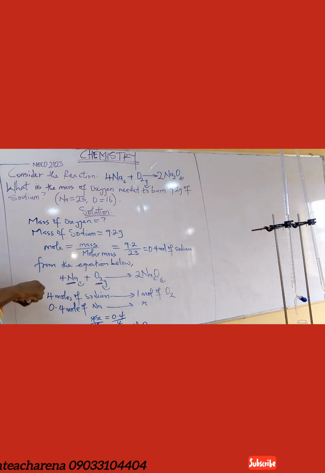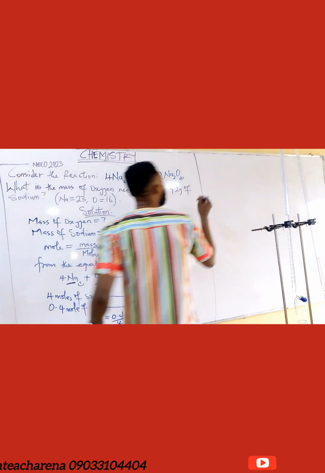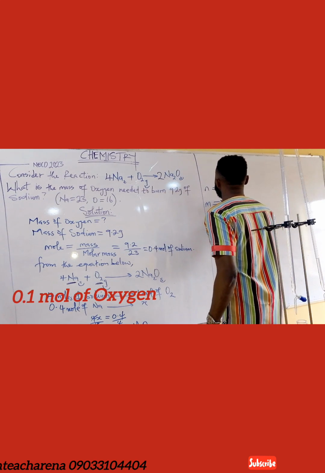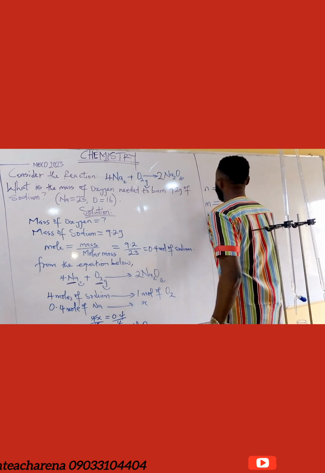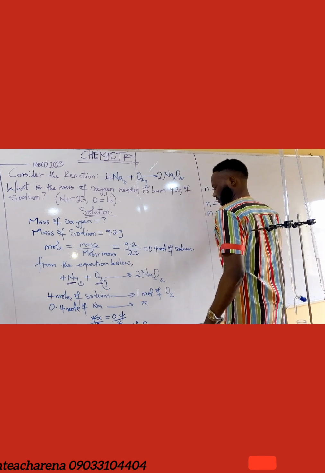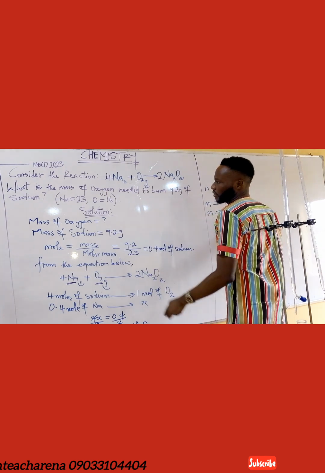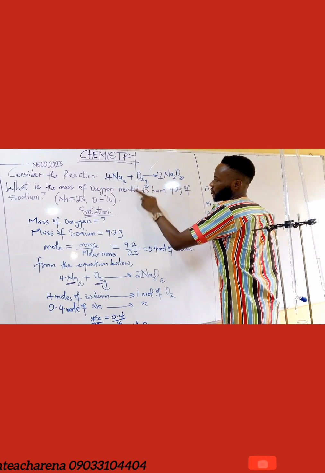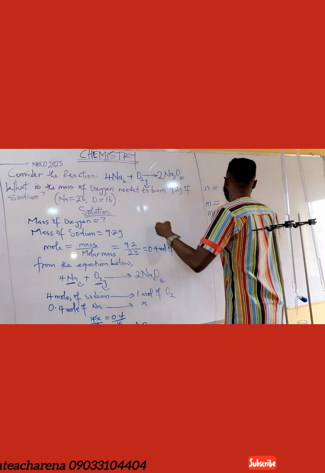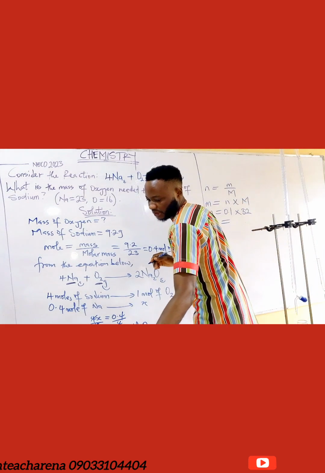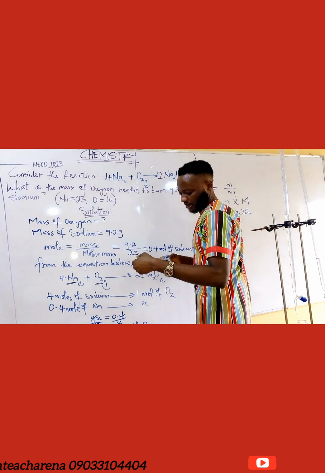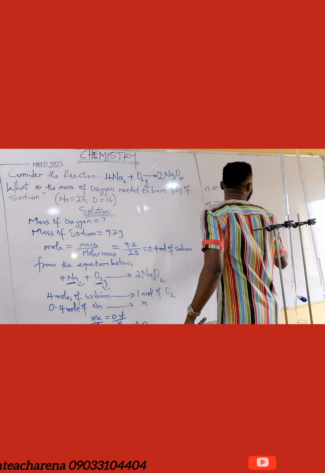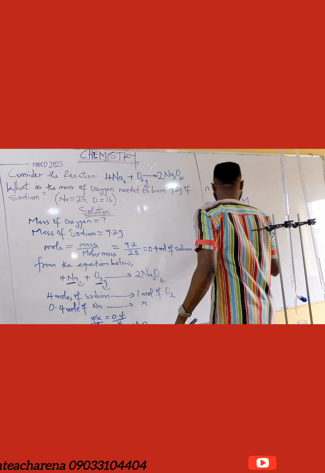But the question said, what is the mass of oxygen? Then you can say that mole is equal to mass over molar mass. Then mass is equal to mole times molar mass. Mole is 0.1, times the molar mass of oxygen. It is actually oxygen gas we are given, O2, so 16 times 2 is 32. Molar mass of oxygen is 32. Then 0.1 times 32. The answer is 3.2 grams of oxygen. So that is my final answer.